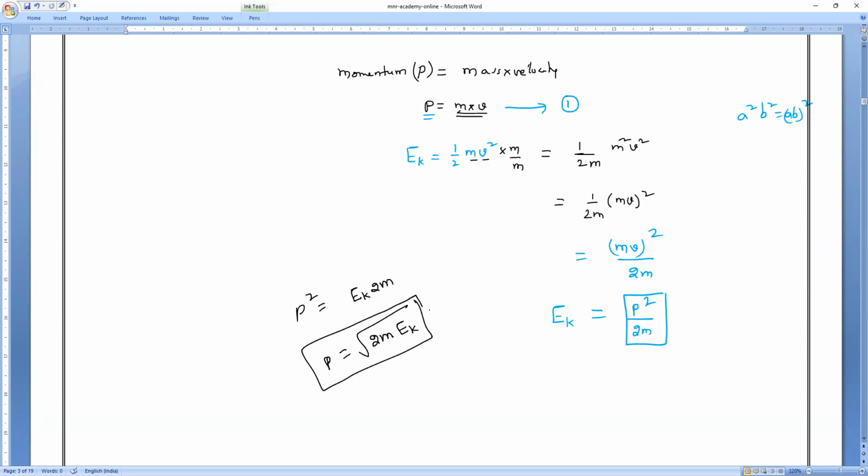So a question can come where momentum is given and mass is given, and they will ask us to calculate the kinetic energy. So can you calculate it or not? Anybody?